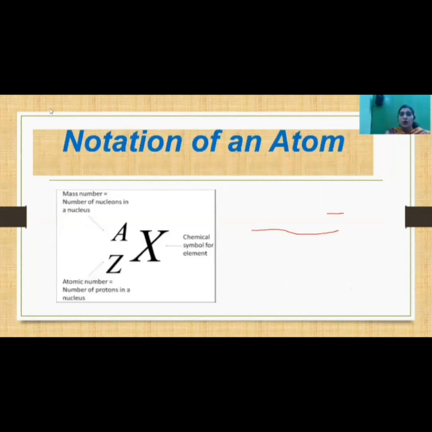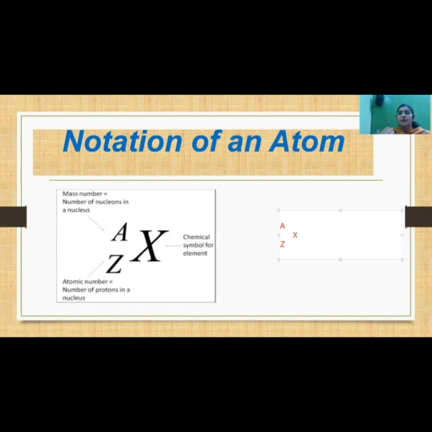Notation. What is notation? Notation is basically the presentation of an atom with respect to its atomic number or atomic mass. So if we have to write the notation of an atom, first of all, we have to write the symbol in the middle. For example, it is capital X. Now, for writing the atomic number and atomic mass, we use the notations.